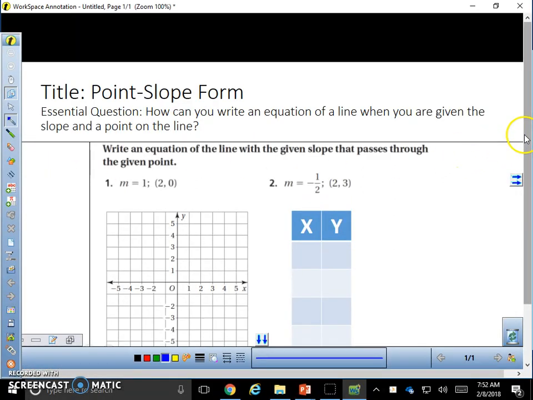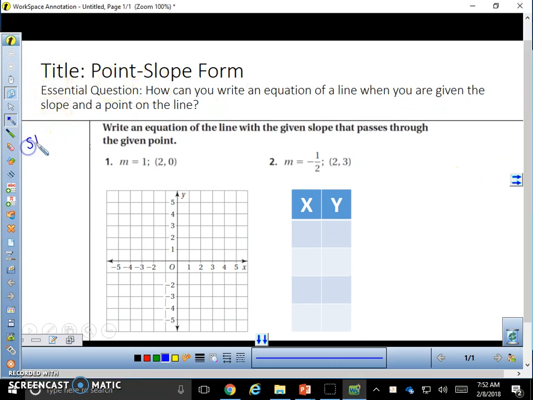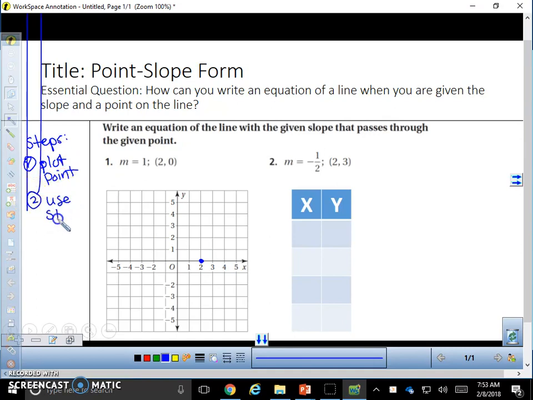Step one, plot point, if not already done so. For our first example, we don't have the point plotted, so we are going to put this down. 2, 0. Done. Step 2, use slope. Sorry for the line, I'm not going to erase it.